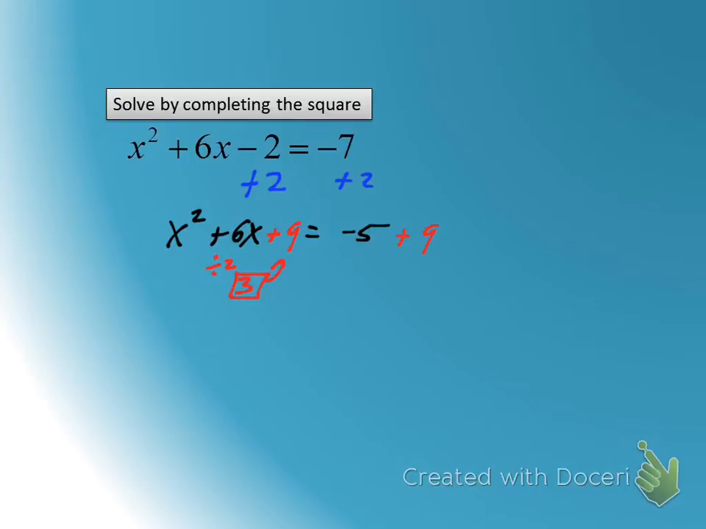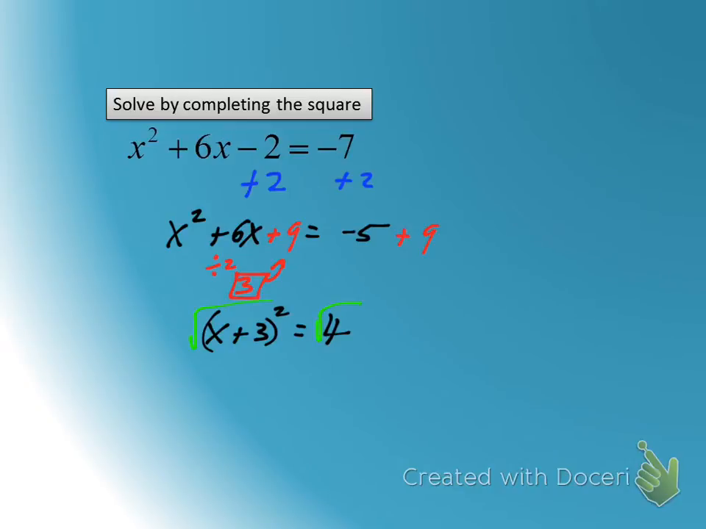Don't forget to add it to the other side. Because in most cases you'll catch yourself. Because it'll either end up being a negative on the right hand side or some really ugly number. So get in that habit of making sure you add it to the other side. So the left hand becomes eventually x plus 3 squared equals -5 plus 9 gives you 4.